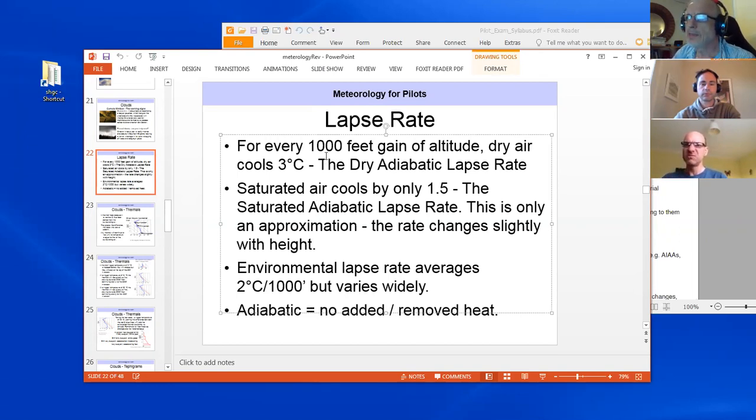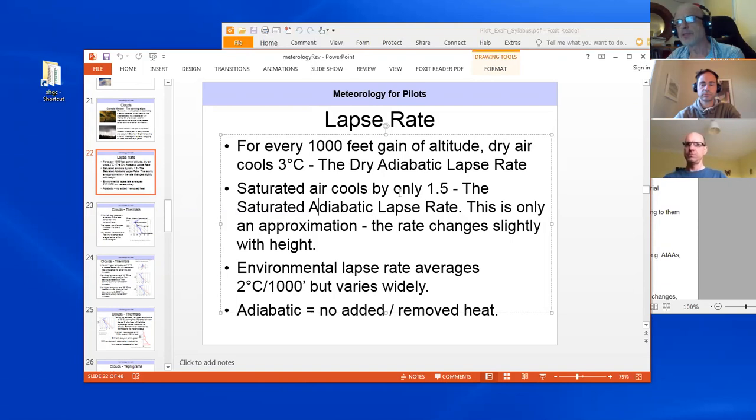So the dry adiabatic lapse rate of 3 degrees C per 1,000 feet is an actual measurement. It's been taken, it's been calculated, and it works. I think when you get to a certain height, it doesn't work above certain heights, but for our purposes, for reaching the cloud base, it works as a figure.